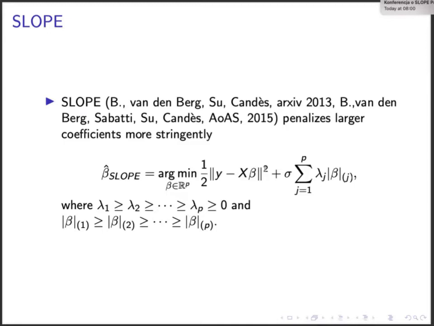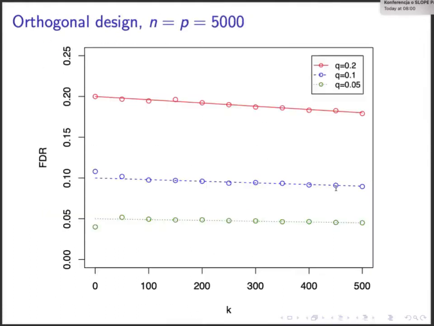So here we have SLOPE. As you know, the penalty in SLOPE is constructed in such a way that larger lambdas are assigned to the larger absolute values of beta coefficients. Please, if you have any questions during the talk, ask them. I will be happy to answer.